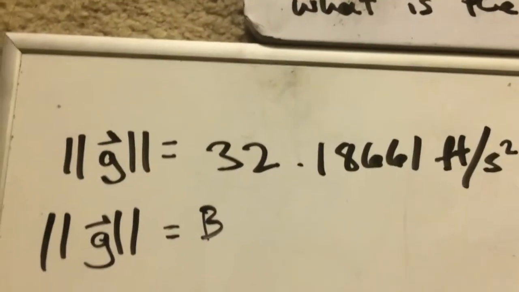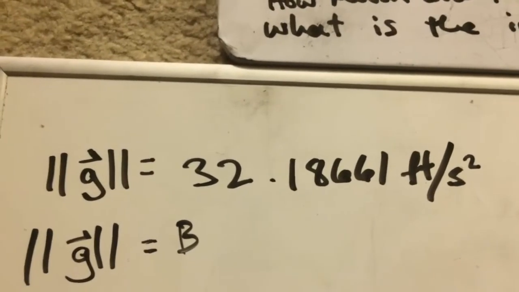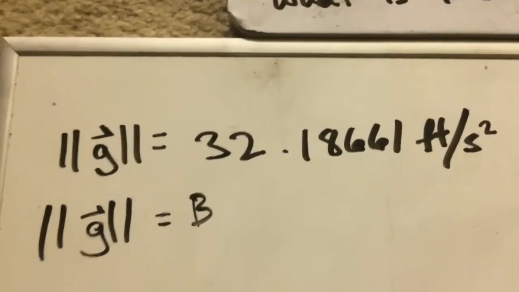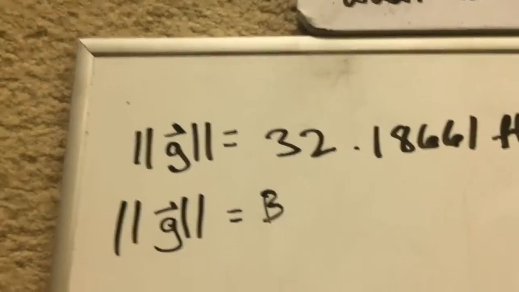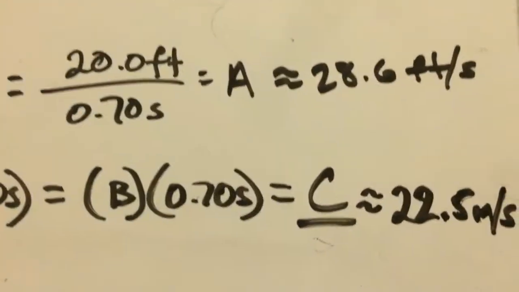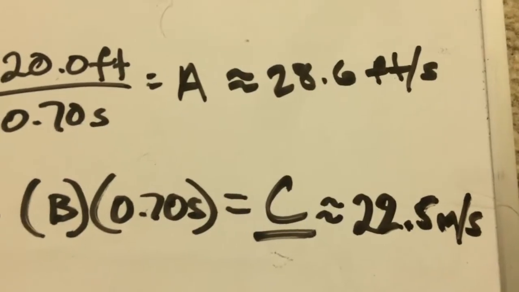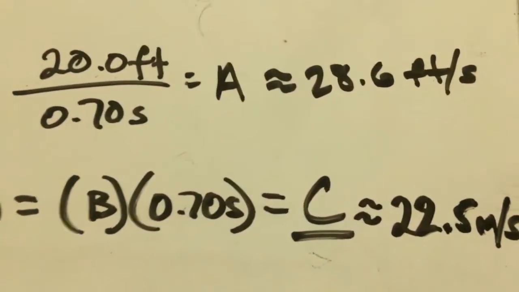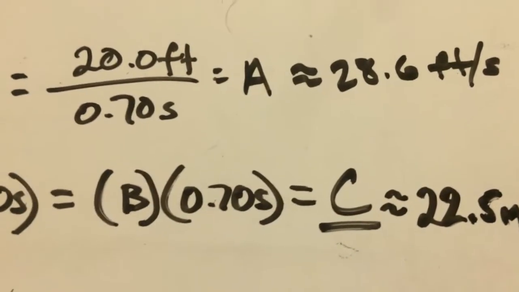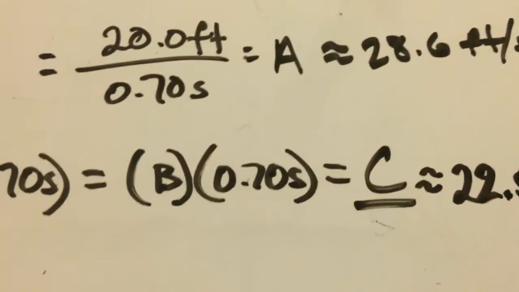The magnitude of the acceleration due to gravity is 32.18661 feet per second squared. I program this to the capital letter B in my calculator. Substituting in the values, we end up with the change in velocity, 22.5 meters per second. I save this to the capital letter C in my calculator. I underline the letter C to let myself know that it's a capital letter.